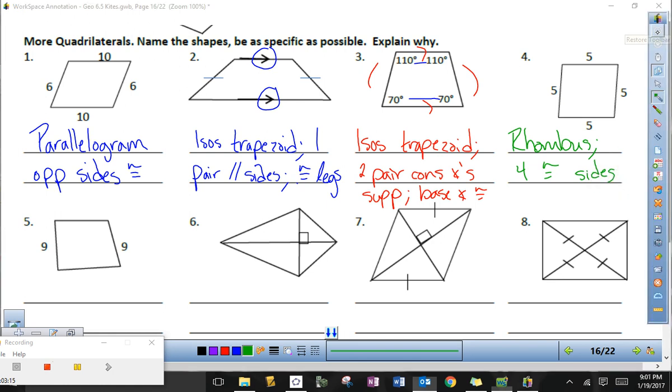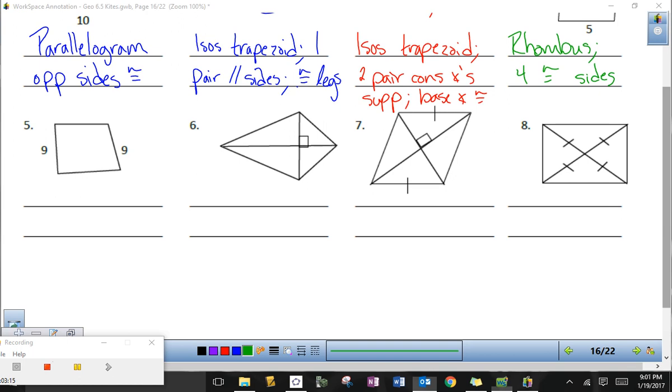What I'd like you to do is pause the video and see if you can come up with the next 4 types of quadrilaterals. On number 5, you should have gotten quadrilateral, because while we have one pair of opposite sides that are congruent, that's not enough to call it a parallelogram. It can't be anything else. We just got 4 sides.